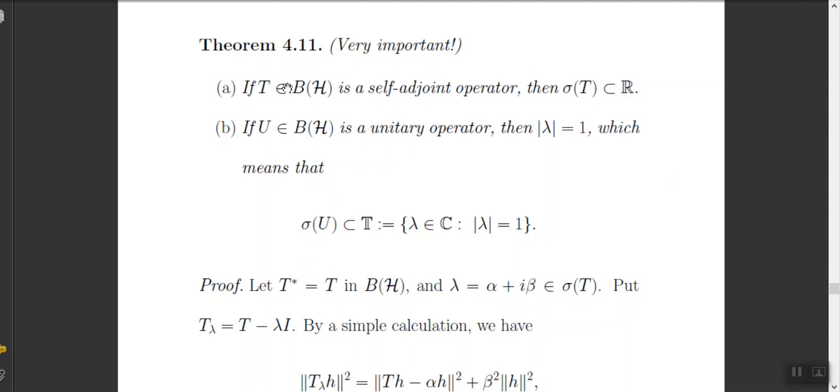Okay, so if T is a self-adjoint operator, the spectrum of T, you know that the spectrum in general is a subset of the complex numbers. But for self-adjoint operators, the spectrum is a subset of the real numbers. It means every element of the spectrum is a real number. And the other one is talking about the spectrum of unitary operators. Look at here.